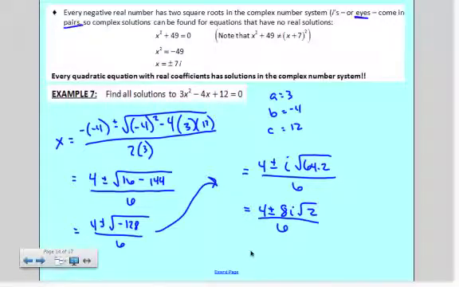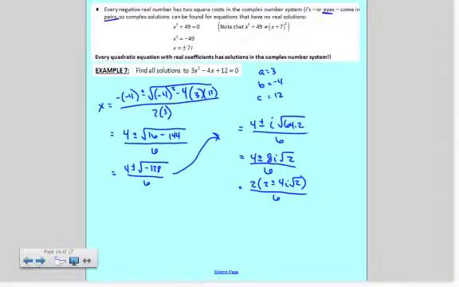Now some of you would want to cancel right here, but we want to be more specific. Let's factor the 2 out of the numerator. So we've got 2 times 2 plus or minus 4i square root of 2, over 6. Well, 2 and 6 cancel. They simplify to 1/3. So that's 2 plus or minus 4i square root of 2 over 3.